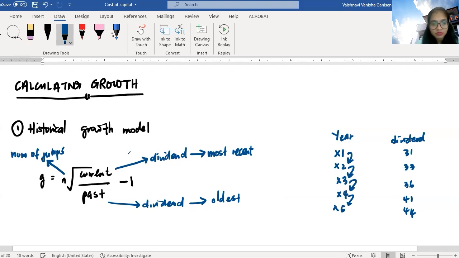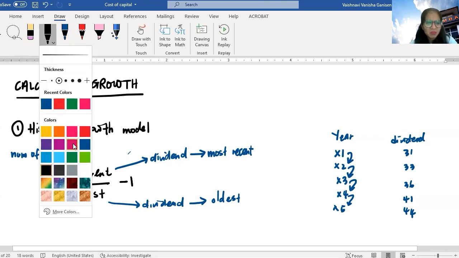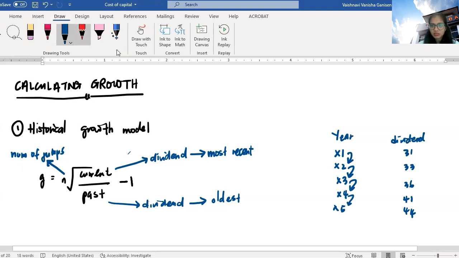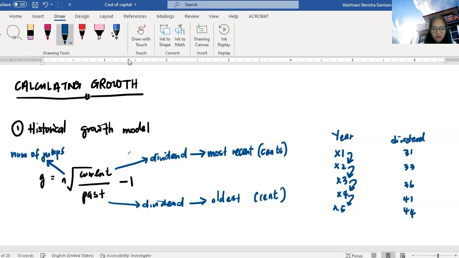Another thing that I want to remind you is consistency. What do I mean by consistency? When you calculate your figures, your values, if this is in cents, then this has to be in cents as well. If this is in dollars, this will also be in dollars. I just want you to pay more attention to little things rather than the bigger picture, because from experience, the little things are the ones that cause you to lose unnecessary marks.